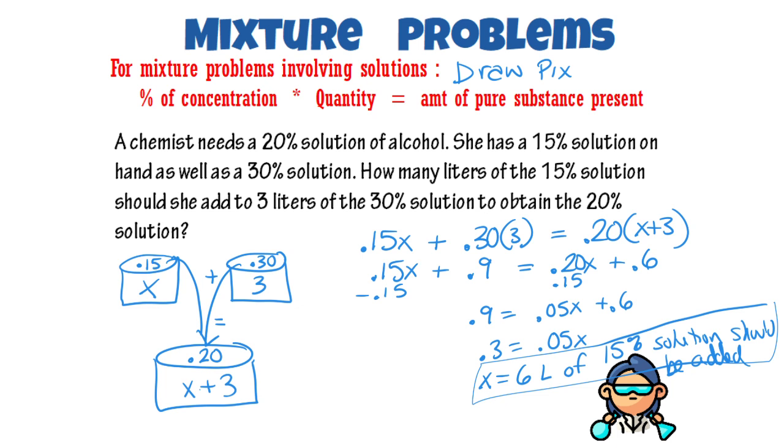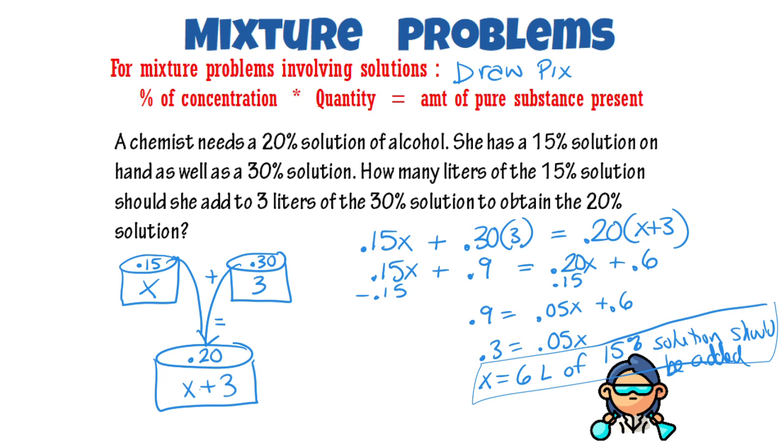All right. The other thing they might say is that you're going to add it to water. Water would be considered 0% concentration. So that might be what you're adding. You might be putting a 1 or a 0 for these percents right here. Other than that, it kind of works out the same way every time.